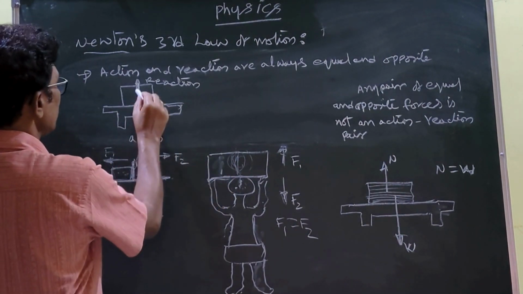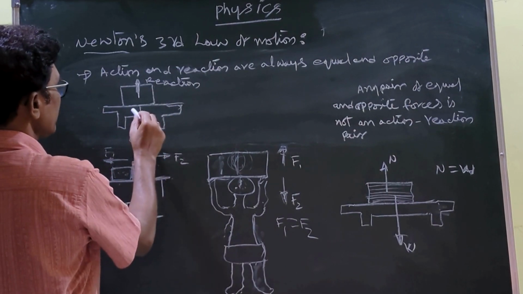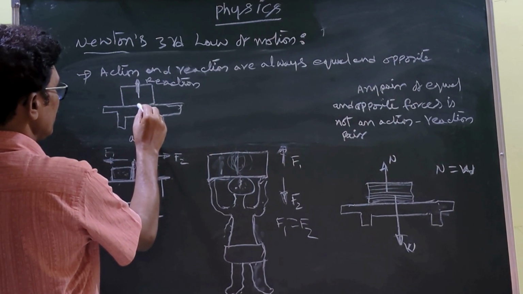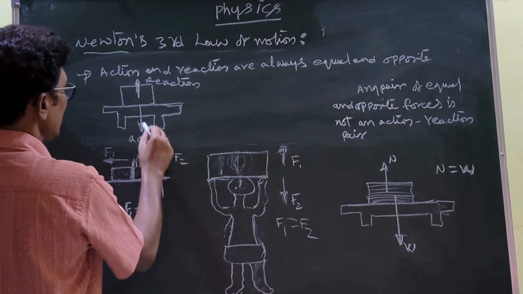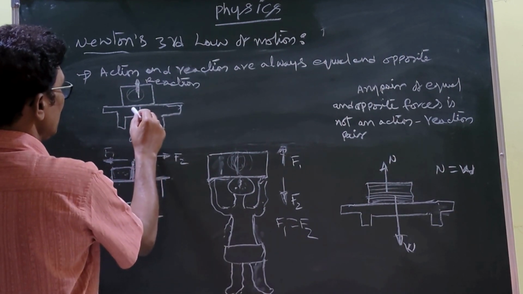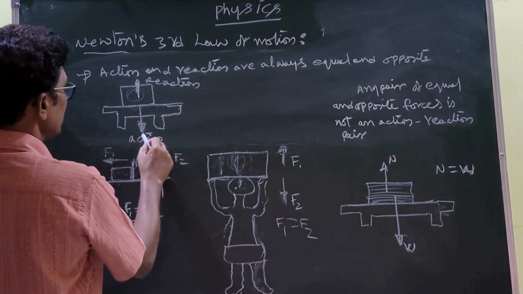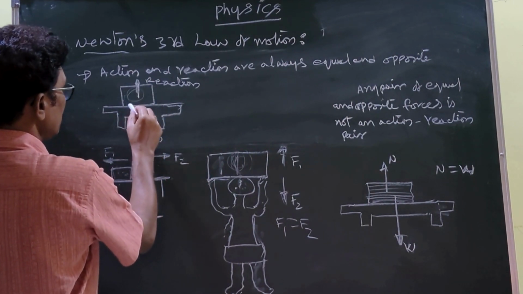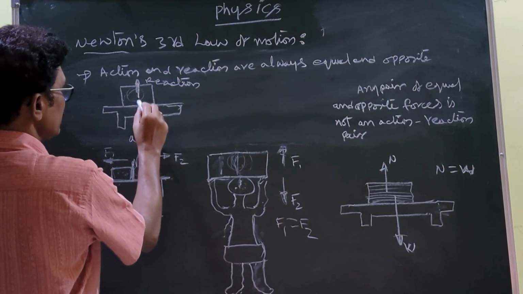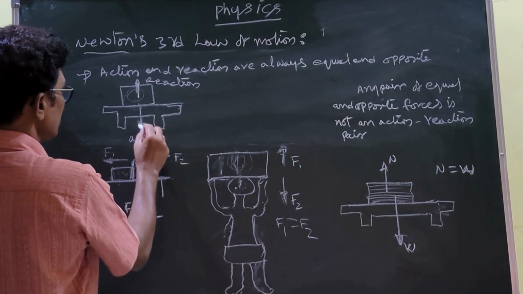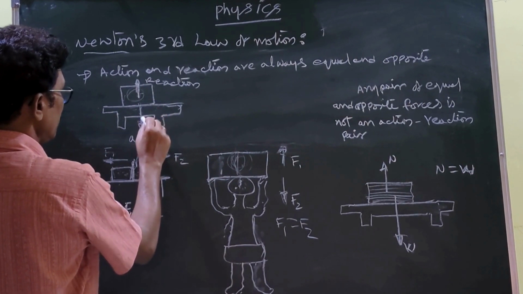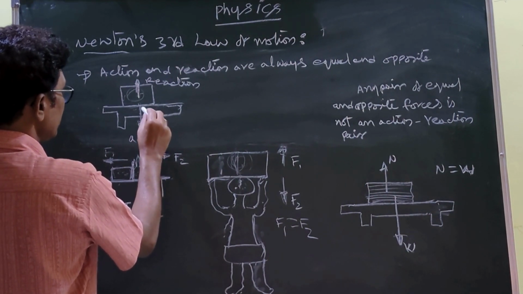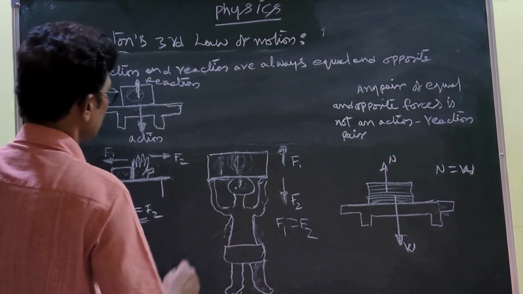For example, take this block. The block exerts a force on the table. Let us say that is the action. The reaction is given by the table in this direction, so the block is in the equilibrium condition, the stationary condition. The block is exerting force on the table, that is action. The same quantity of force is exerted by the table in the opposite direction. That is the reaction.